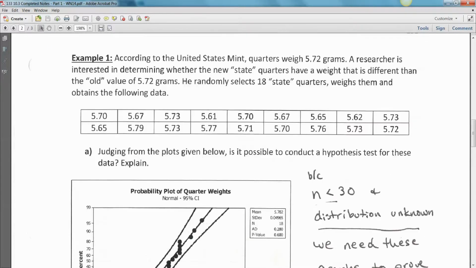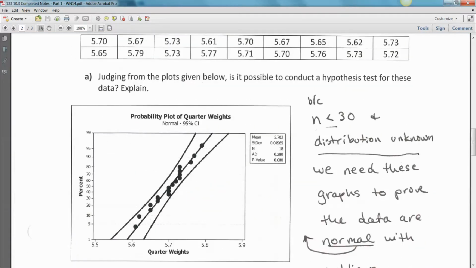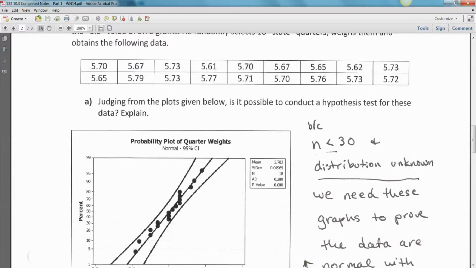And notice we didn't find out anywhere in the problem that it was normally distributed. So that means that we need to have this lovely graph here to prove to us the data is normally distributed because n is only 18. It's not larger than 30.